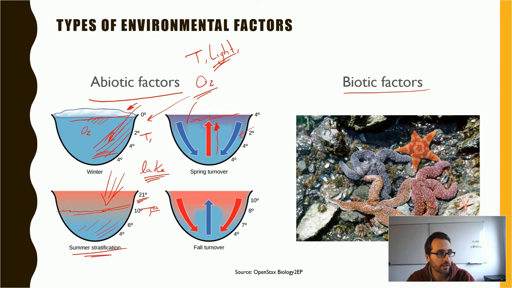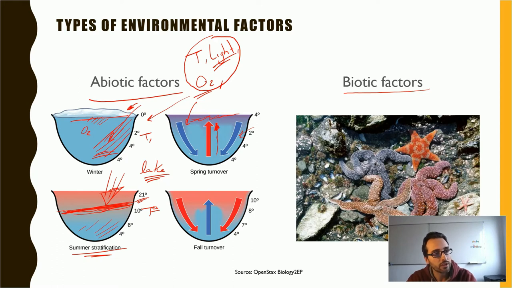Oxygen varies in the lake. What else? Temperature, light, oxygen, and the amount of water. The amount of water varies too, because in summer the normal thing for a lake is to reduce its amount of water, just because the rainfall is not the same as in spring. In summer the rainfall drops down a lot. So the abiotic factors vary depending on the season, depending on the latitude, depending on, I don't know, the geography. A lot of factors vary.